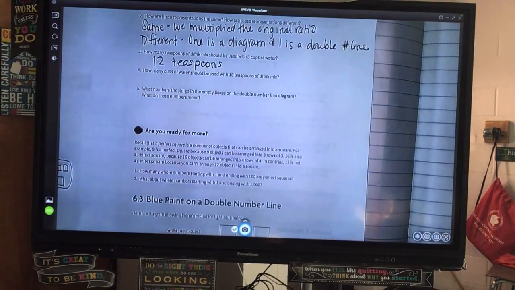All right, number 4 says how many cups of water should be used with 16 teaspoons of drink mix? All right, so this one you have to use which one? Which one do you have to use, William? Number 1. Okay, and then how many cups of water go with 16? 4.